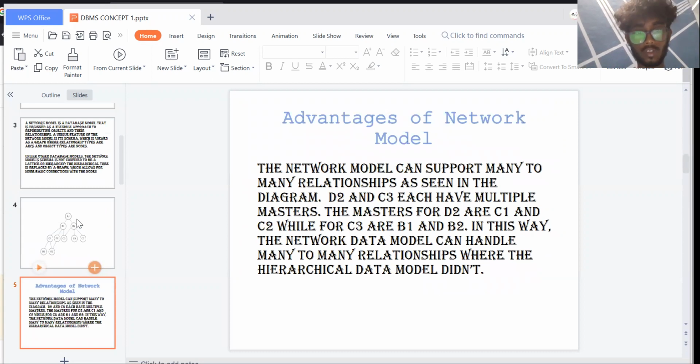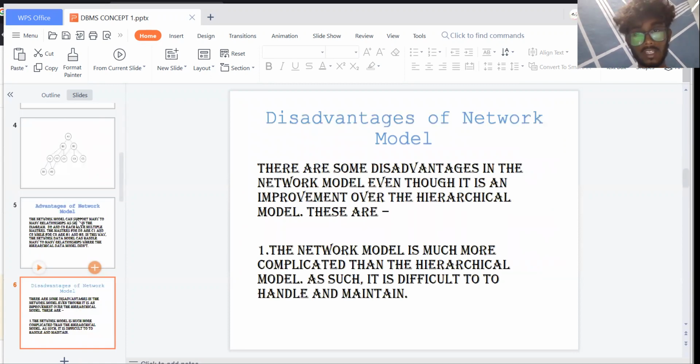Advantages of network model. The network model can support many to many relationships as seen in the diagram. D2 and C3 each have multiple masters. The masters for D2 are C1 and C2 while for C3 they are D1 and D2. In this way, the network data model can handle many to many relationships where the hierarchical data model didn't.